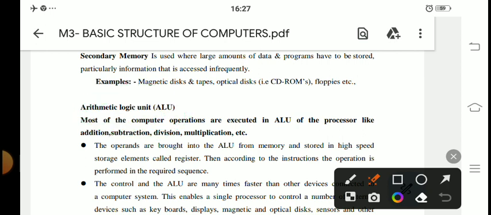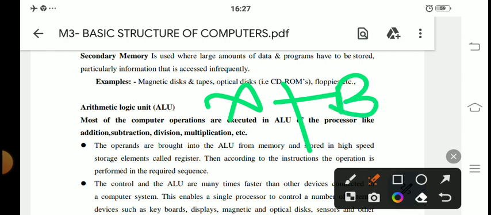Coming to the operations of the ALU, the operands will be brought into the ALU from a memory. If I take an example of A plus B, the operands A and B will be taken from a memory and brought into the ALU unit or processor, and these will be stored in high speed storage elements called registers. In a processor, high speed elements are there, the registers R0, R1, R2, and so on up to Rn minus 1. Here these operands will be stored to do any operations. Then according to the instructions of the operations, the operation will be performed and the result will be stored.